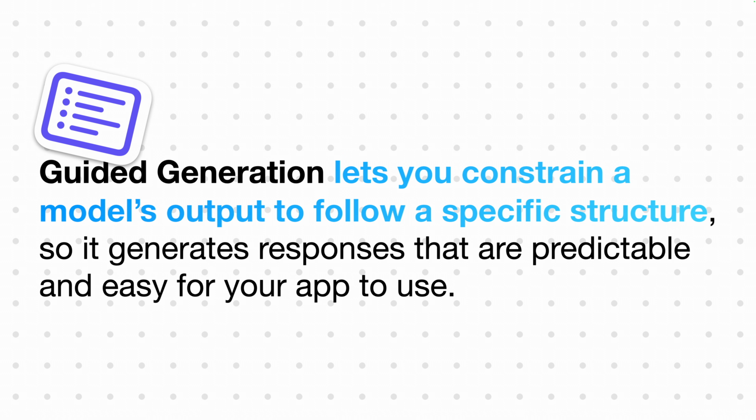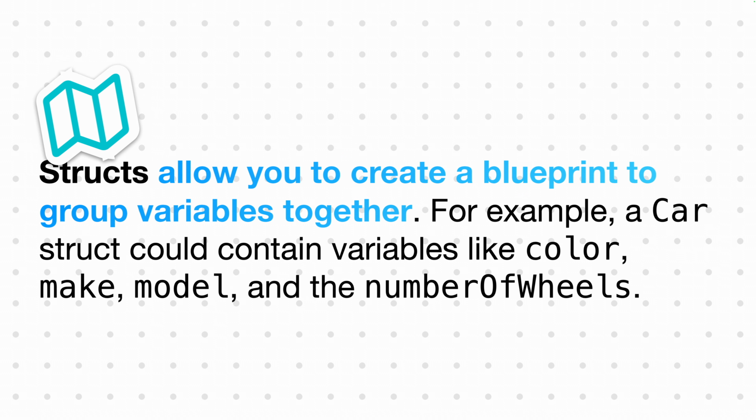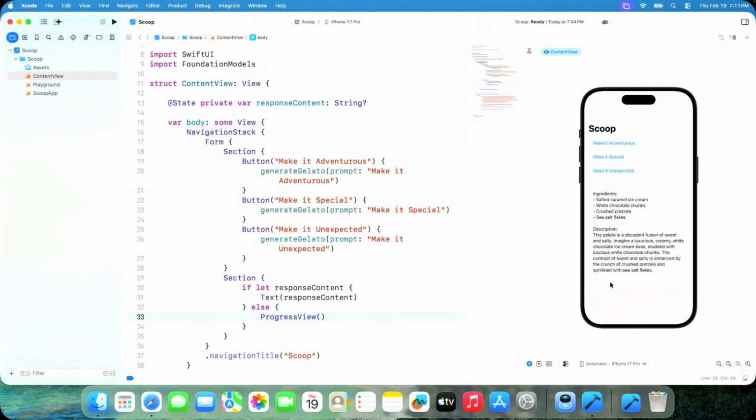Underlying guided generation are structs. If you're unfamiliar, structs essentially function like a blueprint for your code. So you can, let's say, group a couple of variables together, and you can say this is one struct. For instance, you might have a car, and your car struct would contain different attributes of the car, like the color, the make, the model, the number of wheels, and all of those will be attributes of your struct. And you can see how this might map into what we're doing right now with Gelato, or whatever you might end up building. So let's take a look at how we might implement this for our Gelato.